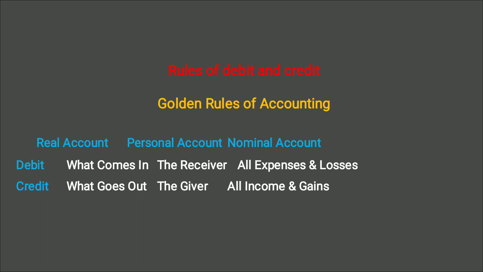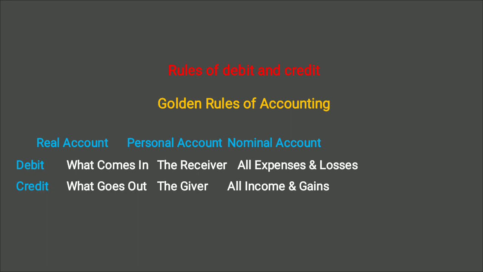We have to debit the person who is receiving goods or services, and we have to credit the person who is going to provide those goods or services. That was for the personal account. And for the nominal account, we have to debit all the expenses and losses every time, and all the incomes and gains we have to credit. Okay, so these are the golden rules.